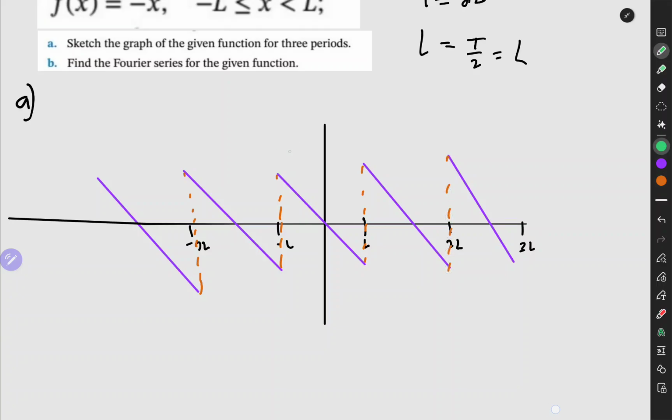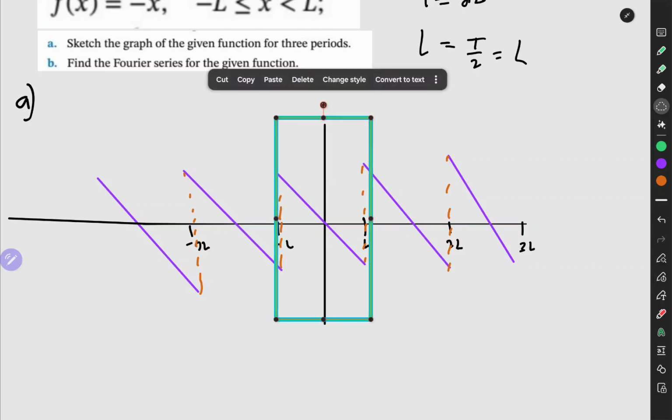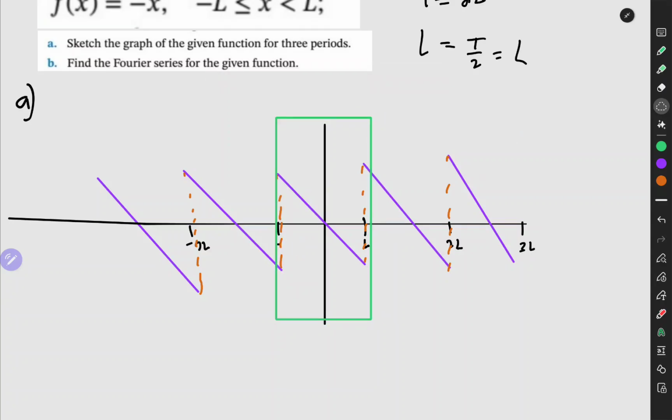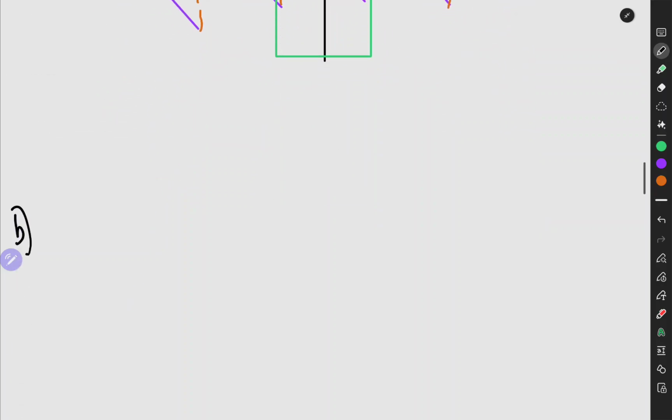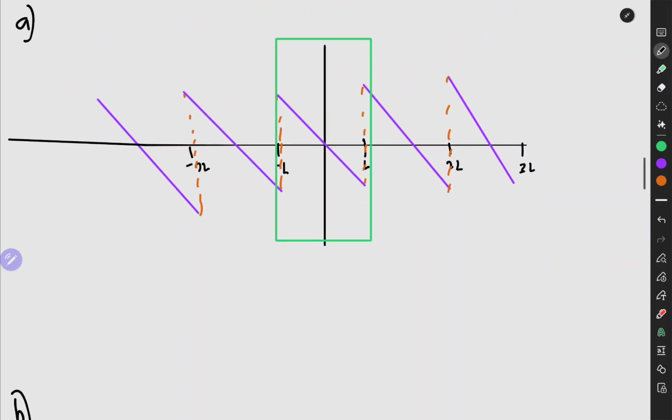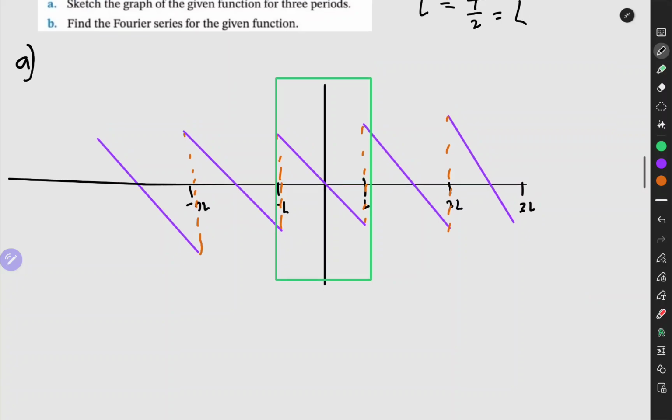But from now on, for part B, we're going to look at this one singular period right here, from negative L to L. So part B, well, let's take a look at this before we move on, to help ourselves for part B.